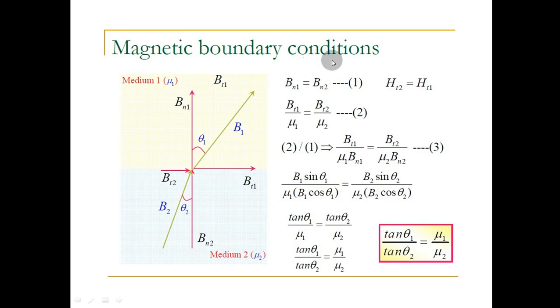We have already described all these things, and the same mathematical calculation will be used here. So we know this. This is medium 1, medium 2. From this equation we get tan theta 1 by tan theta 2 is equal to mu 1 by mu 2. This is the law of refraction that we described earlier in the case of the electric boundary condition. So both are basically identical to each other.